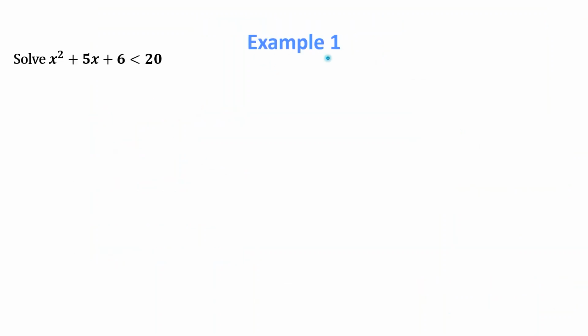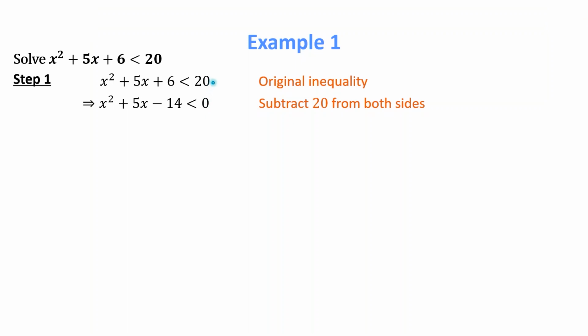So for example 1, we're asked to solve this inequality over here. So our first step is to make the right-hand side of the inequality be equal to 0. And we do that by subtracting 20 from both sides. So subtracting 20 from the right-hand side gives me 0. Subtracting 20 from the left-hand side gives me minus 14 here. And these two terms remain the same.